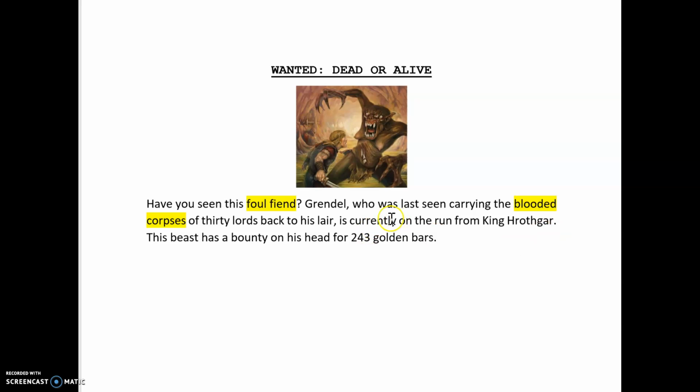I've got a relative clause. I'll underline it. We love to underline a relative clause to explain who Grendel is, and I have also explained why he is being hunted, why we've written this wanted poster about him.